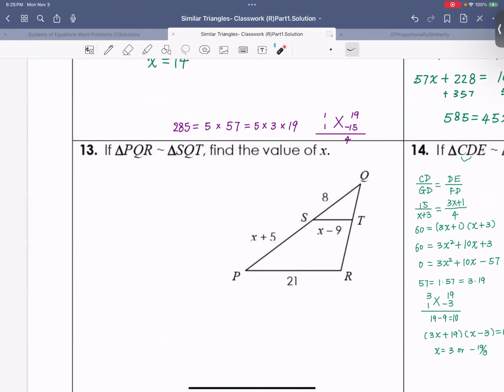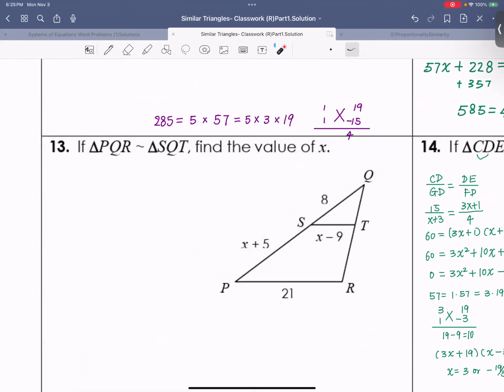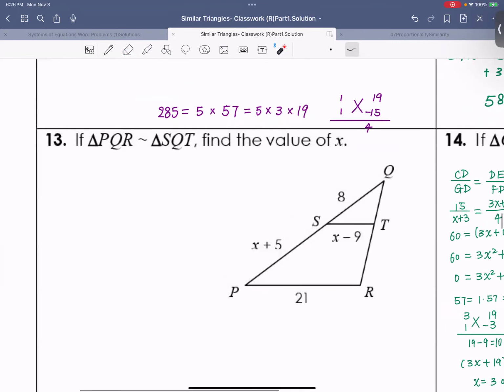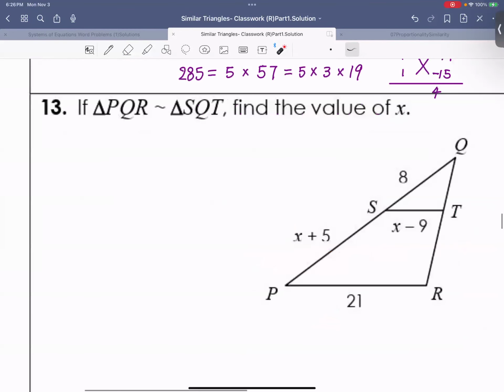8 over x minus 9... equals x plus 13 over 21. Hold on. Don't do this divided by that equals this divided by that. That's a common mistake. You do this divided by this equals here divided by here. Always remember this. Go. Try one more time.